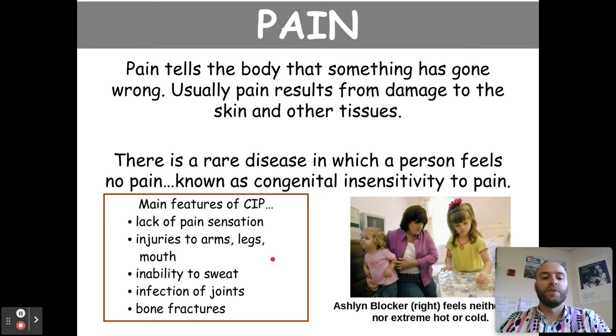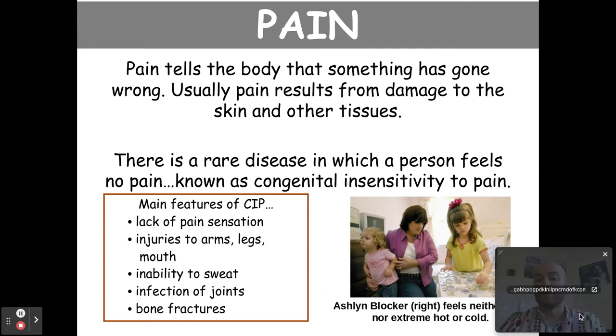Or if you fell down running as a kid and broke your arm, you'd just get back up and have no idea that it's broken, and you'd continue on like that. And things like that can lead to infection. A lot of times people with CIP die early because of these issues, because they don't feel pain in the areas that they need to. They can't tell that their body is telling them something's wrong.